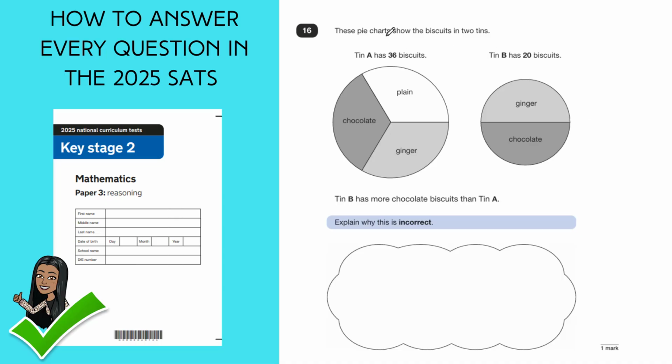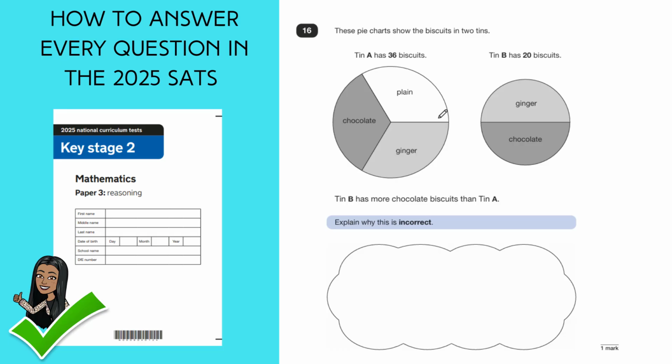These pie charts show the biscuits in 2 tins. Tin A has 36 biscuits, tin B has 20 biscuits. Tin B has more chocolate biscuits than tin A. Explain why this is incorrect. So what you need to know about pie charts is that they can represent any total. So you need to look at the total. Fractions, you can't compare two pie charts based on just the size of the sections.